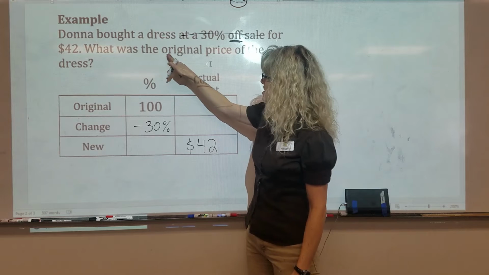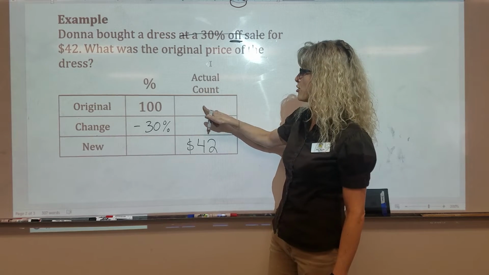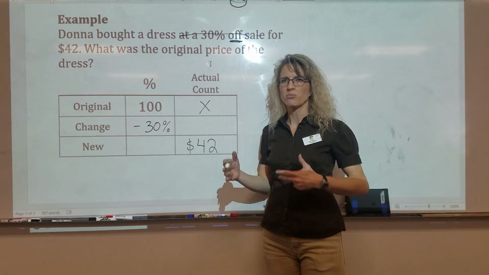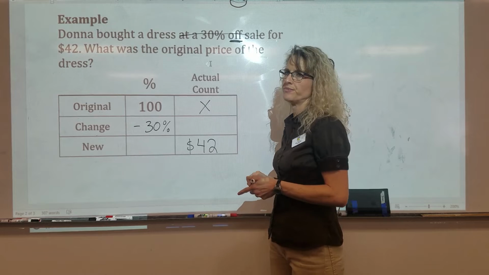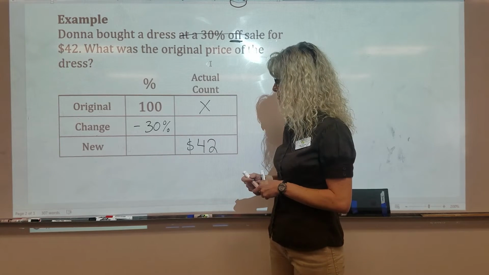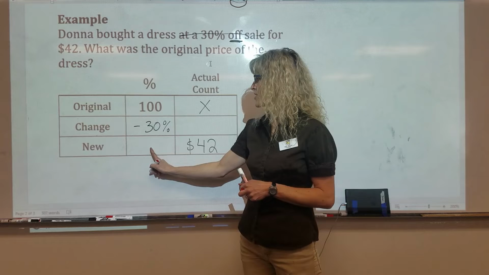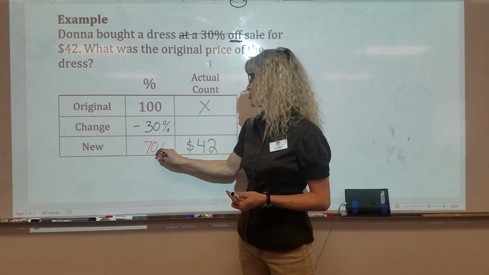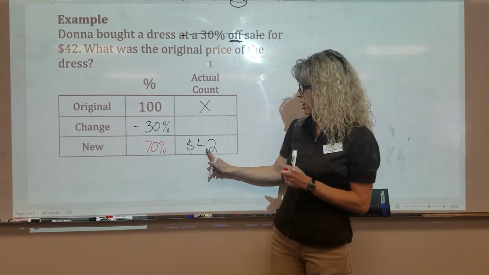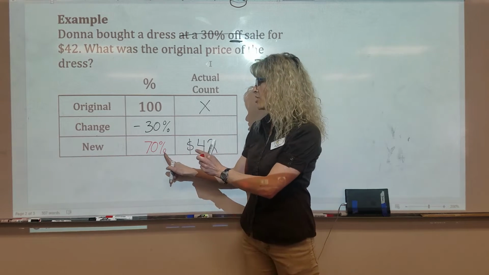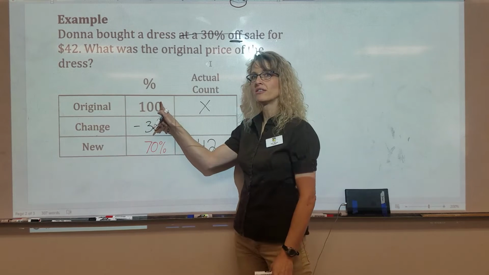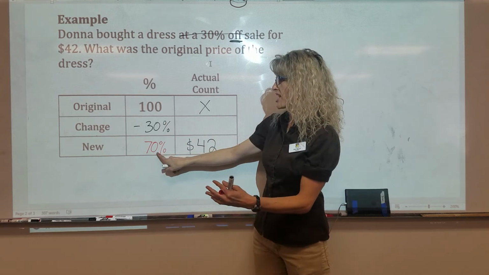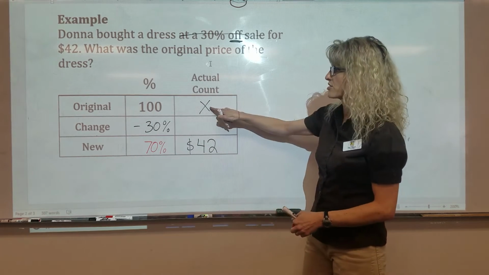The question says, what was the original price of the dress? So original price, this is our X. Is there anything else in our table that we can fill out just by figuring things out on the table? Jacob? You can figure out the new percentage, right? So it would be 100 minus 30, and it's 70%. So could I say that this paid price is 70% of the original? Yeah. So this is 30% off. This is 70% of the original price, which is what we're going to find out.